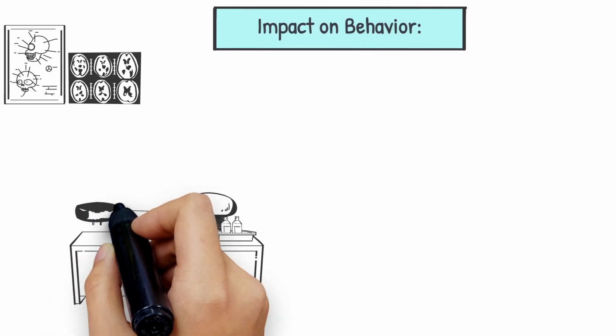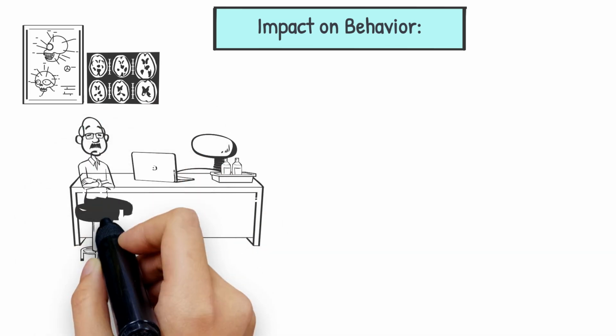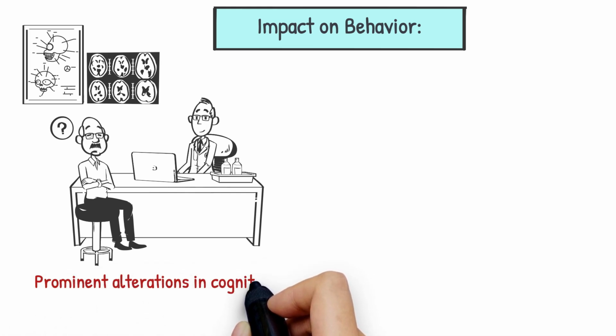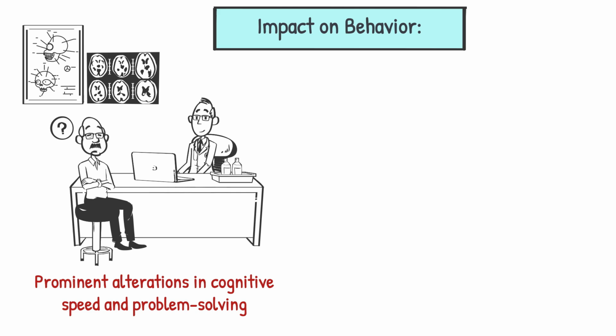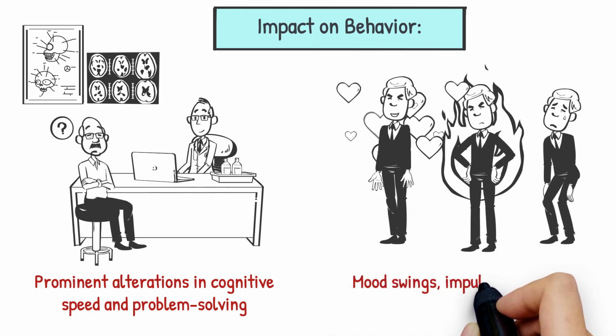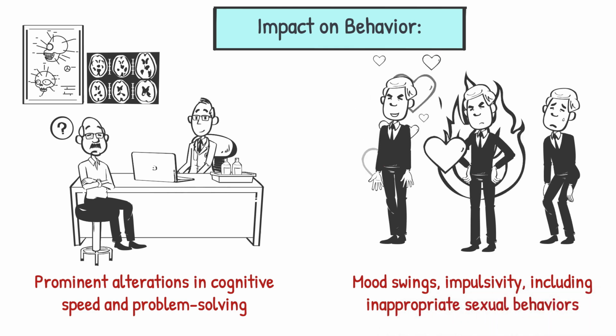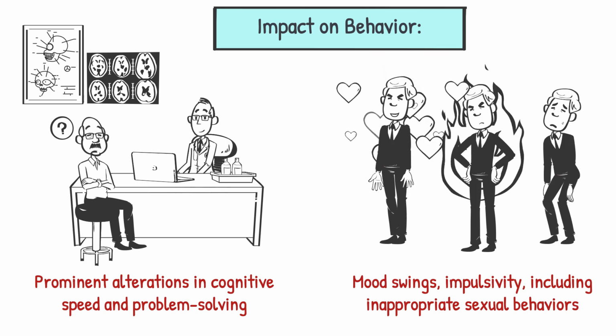Impact on behavior. Unlike Alzheimer's disease, where memory loss is a significant symptom, vascular dementia tends to involve more pronounced changes in the speed of thinking and problem-solving. Patients may exhibit mood swings and impulsivity, including inappropriate sexual behaviors, especially if the damage occurs in areas of the brain responsible for behavior and emotional regulation.